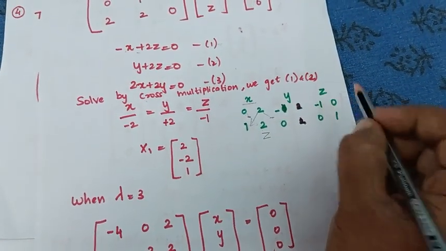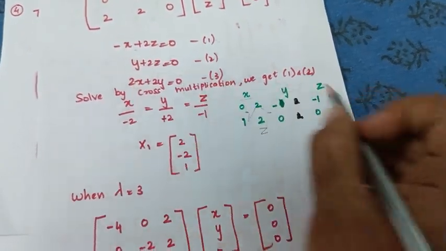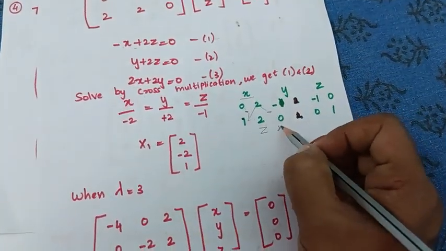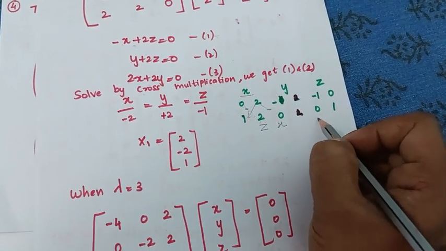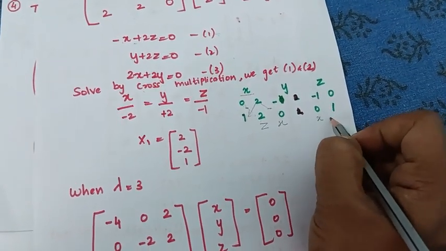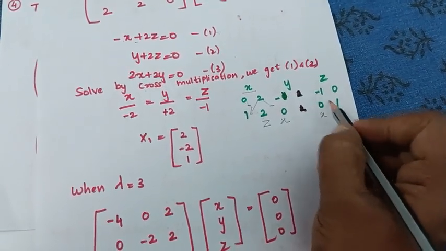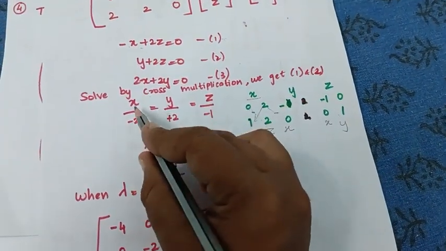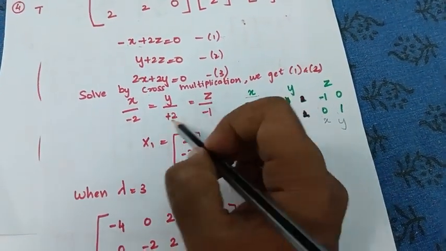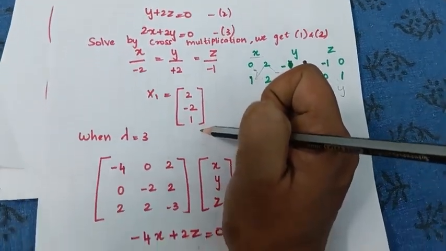Next you want to find z. For z you want to leave z and write x and y. Already here we have written x, so here we want to write only the y. I have written x here again. For y, the first one is 0 and the next one is 1. Multiplying minus 1 into 1 gives minus 1, so it's 0. So here minus 1. So we get (x, y, z) as (minus 2, 2, minus 1). This is an eigenvector for lambda equal to 0.